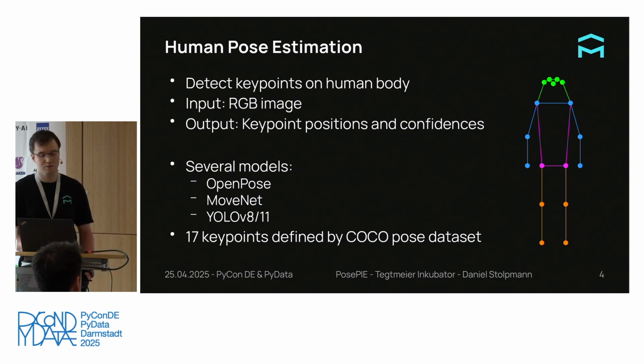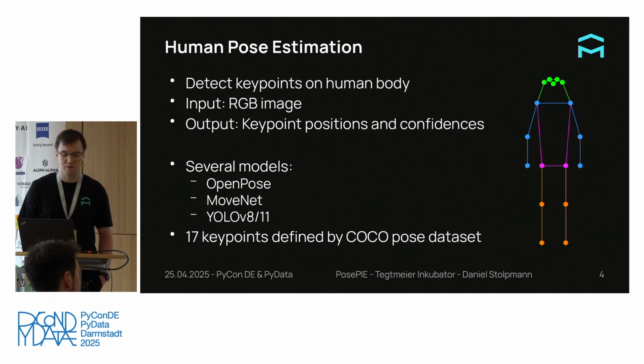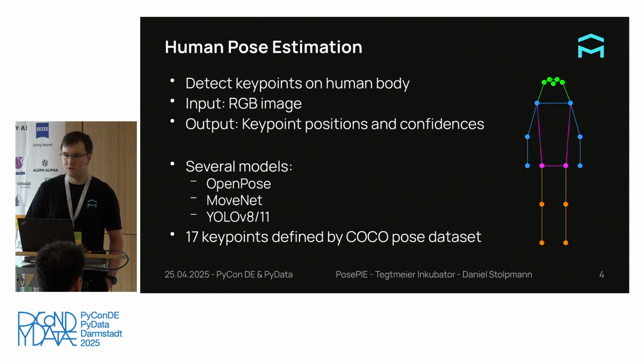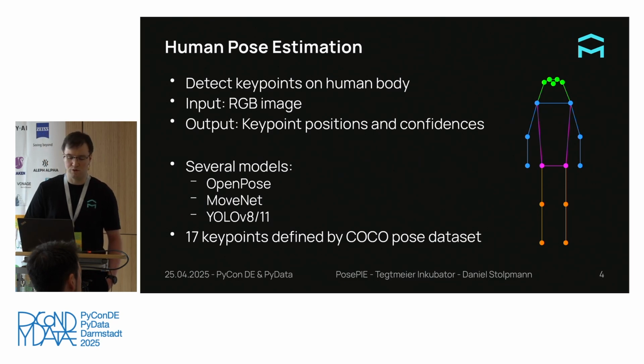And we do this partly with normal mono cameras, and then we perform human pose estimation on it. So human pose estimation in general is a computer vision discipline where you want to detect the key points of the human body and then get the positions and the confidence values for each of these key points from a normal RGB image. There are several models for it, such as OpenPose, MoveNet, and the pose variants of the YOLO V8 and YOLO 11 models.